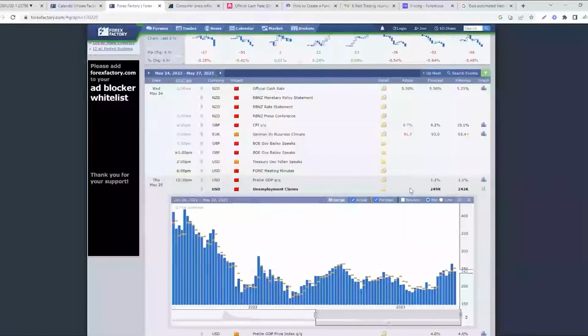Conversely, if this number comes in softer or lower than the forecast and also lower than the previous month's reading, that means the labor market is very strong, it is resilient, and we can expect the US dollar to gain further. And of course, then euro dollar will fall, cable dollar will fall, and dollar yen will rise.